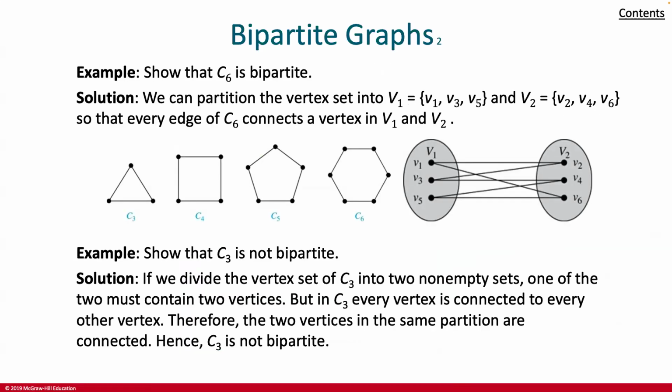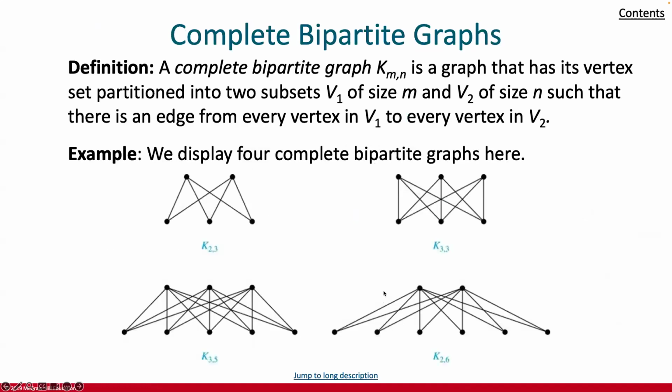So show that C6 is bipartite. Here we can see this is C6, and so we have a cycle, and I'll just let you work through that solution. And show that C3 we have here is not bipartite. There's an even number here and an odd number there, which is part of the reason why we get one that is and the other that is not.